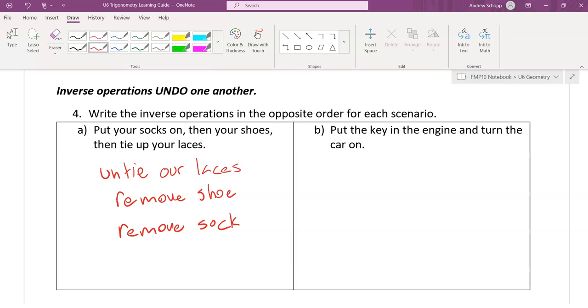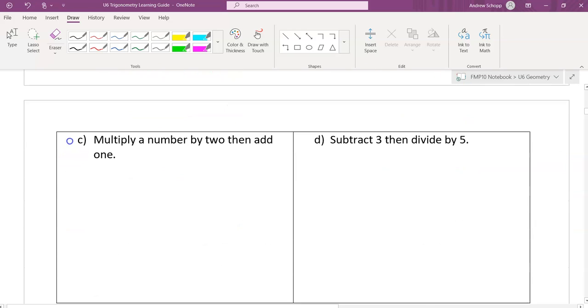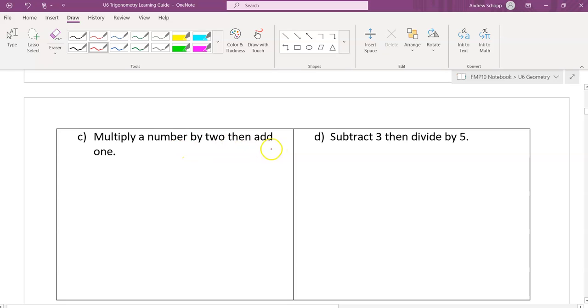Okay, for B, put the key in the engine and turn the car on. To reverse this, you would first turn the car off, and then you would remove the key. For C, it says multiply a number by 2, then add 1. So we would take the last piece, add 1, and we would do the opposite. So we would subtract 1. And then we would divide by 2.